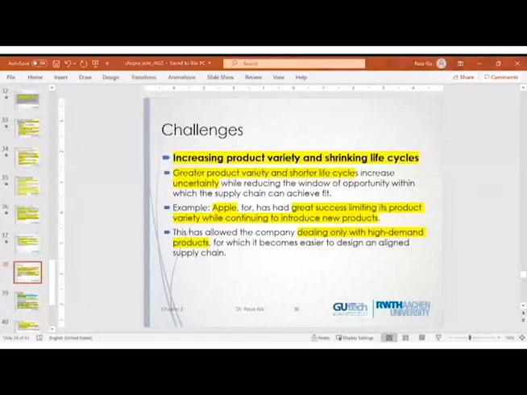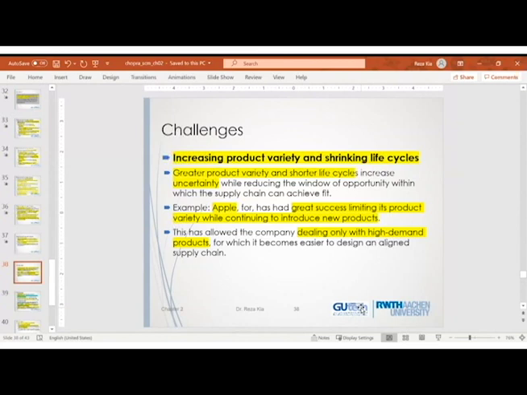Now we are going to finish this chapter by studying the challenges that might happen in a supply chain. I think I can finish this part in 5 minutes, and then we will have a short break, and then we will continue with chapter 3.